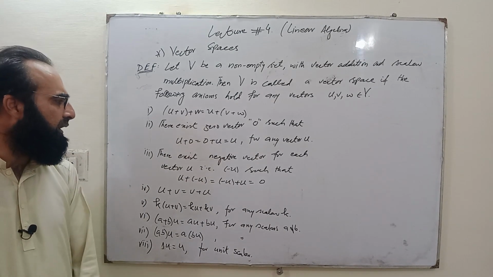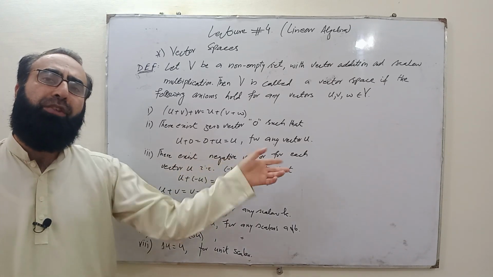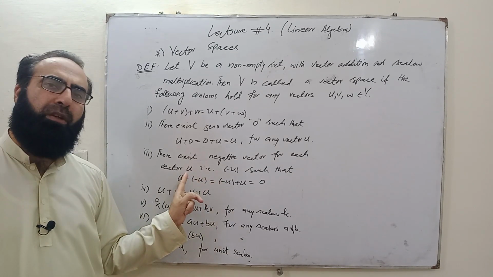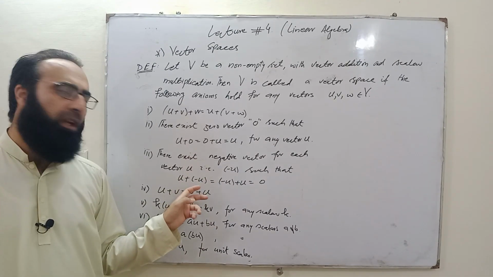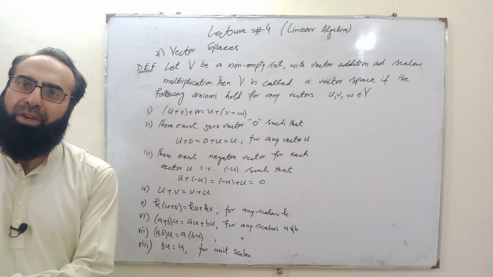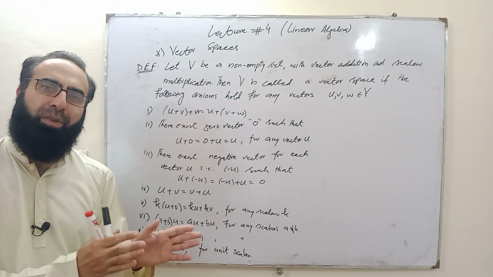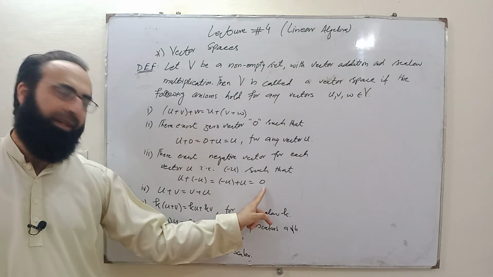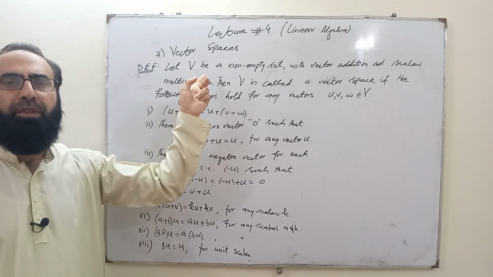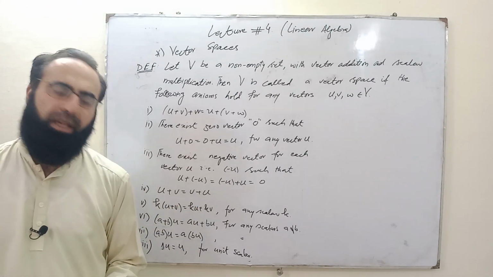In the third condition, there will exist a negative vector for each vector, that is minus u for vector u, such that if we add that negative vector from the left side with the original vector u or from the right side with the original vector u, we will get a zero vector. And in the fourth property, this non-empty set will satisfy a commutative property with respect to addition.